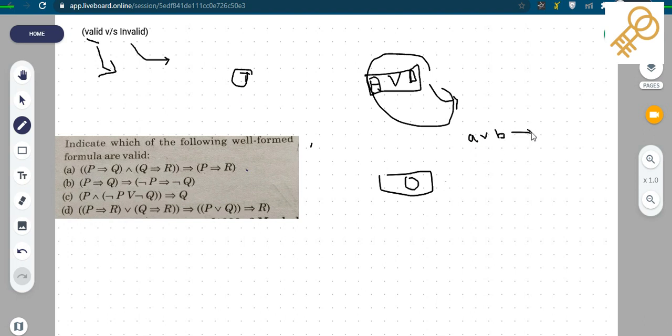For example, suppose we have the combination A or B, double implication, A. To check whether this is invalid or not, we will look for one combination which proves this whole expression is false. As we know, for implication only one condition gives us a false value. So what was that?